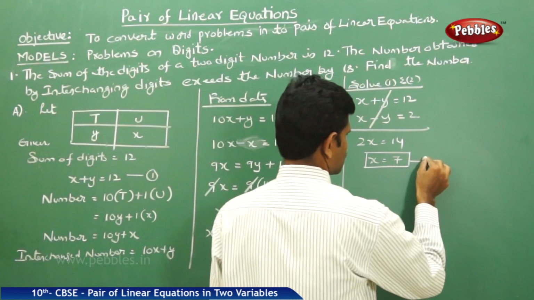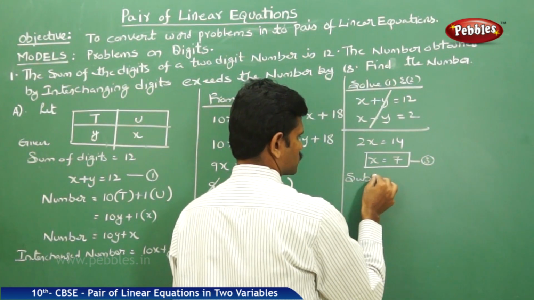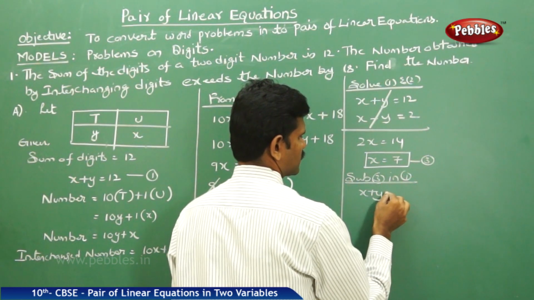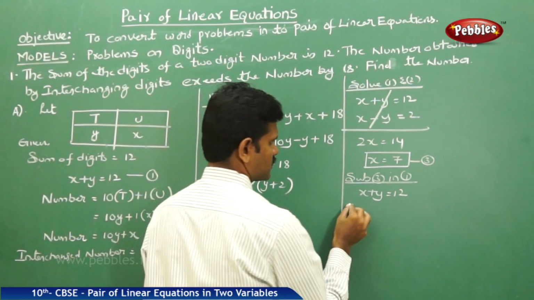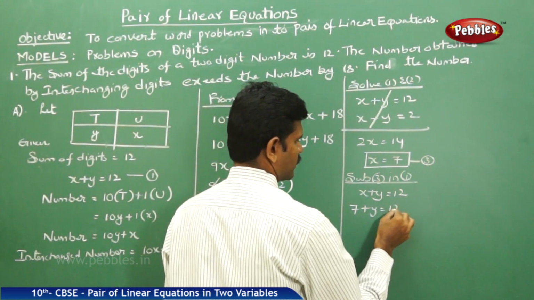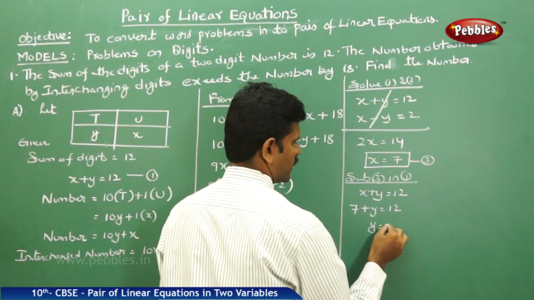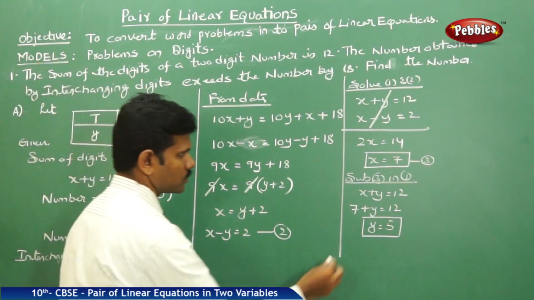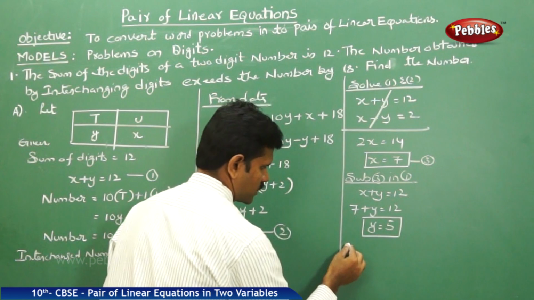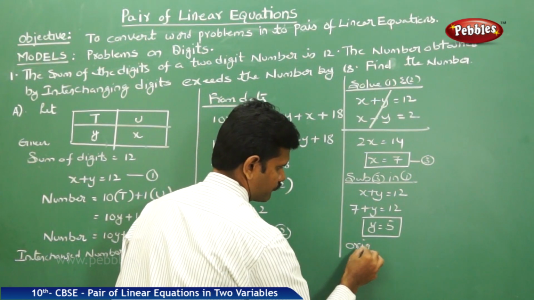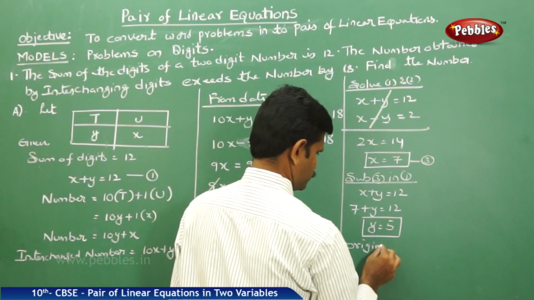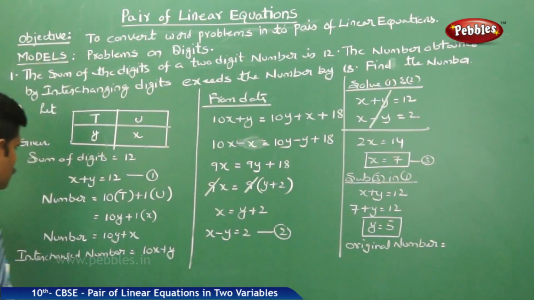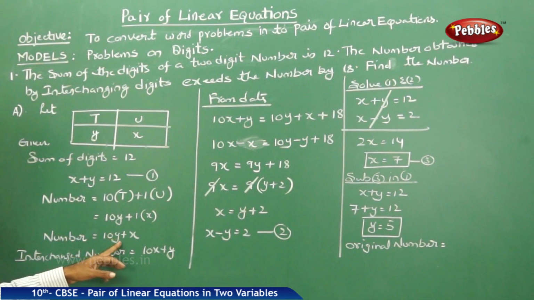Now this is equation 3. Substitute equation 3 in equation 1. That is x plus y is equal to 12, that is 7 plus y is equal to 12. Therefore y is equal to 12 minus 7, that is 5. y is equal to 5. Therefore I am ready with the value of x and the value of y. Therefore the original number is, the original number equation is 10y plus x.